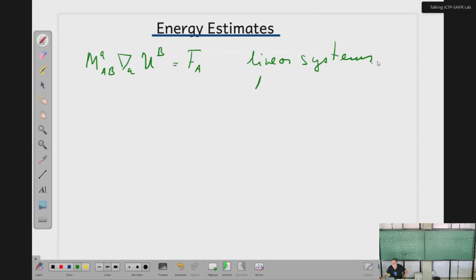So F, M and F depend on points in the space-time, but not on u. So what we are going to see is the following. Multiply this by u. Let's say we'll define this quantity.